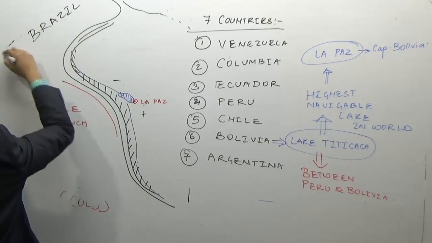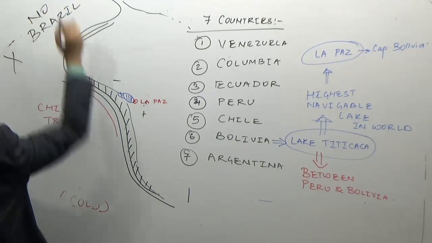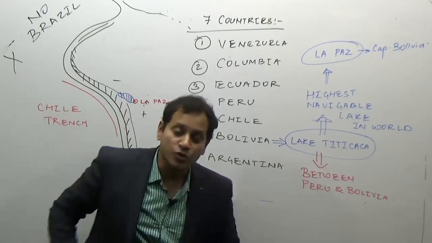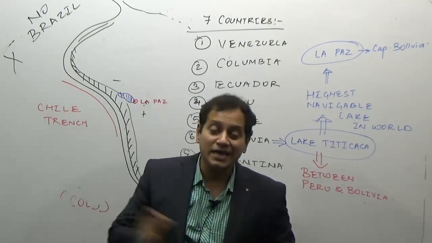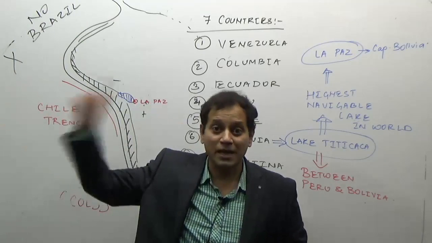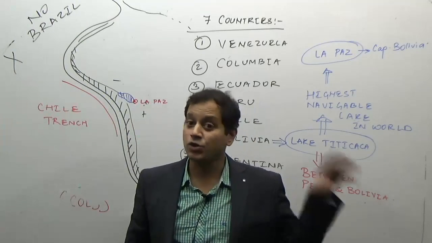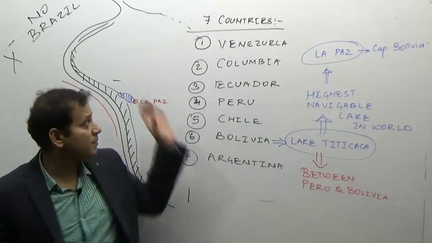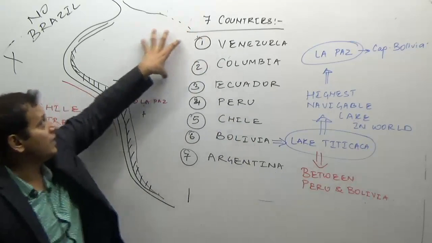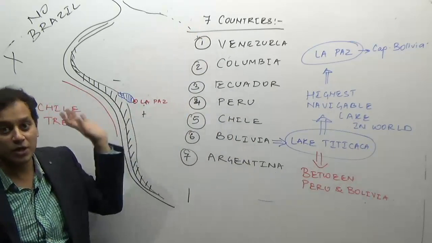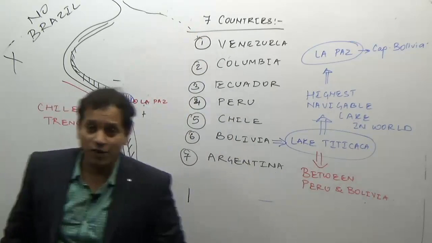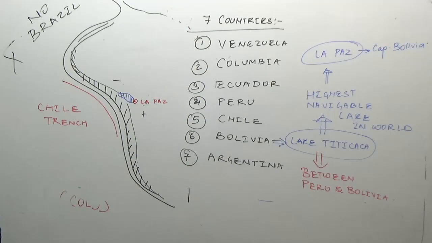So no Brazil, no Andes in Brazil. So you remember that if Andes come to your mind, Brazil should not come to your mind. Latin America's largest country is Brazil, through which the Andes do not pass. Why? Because Brazil is mostly located on the eastern part, not on the western part, while the Andes are on the western part.